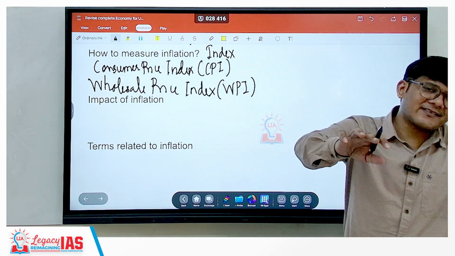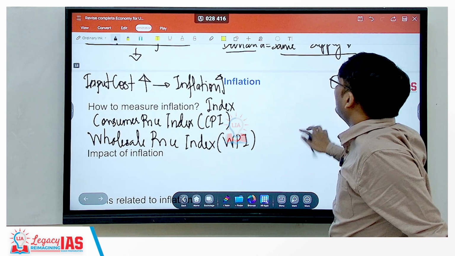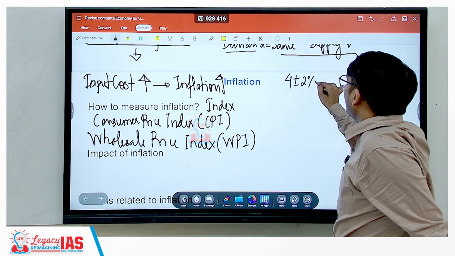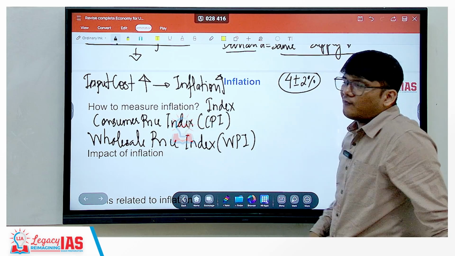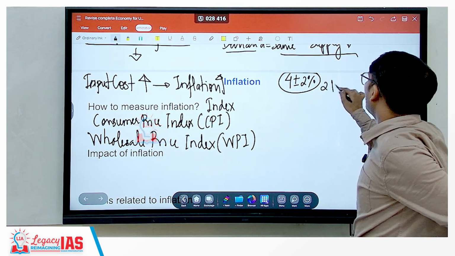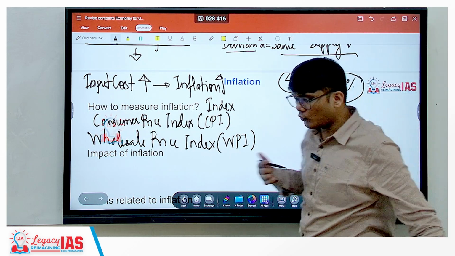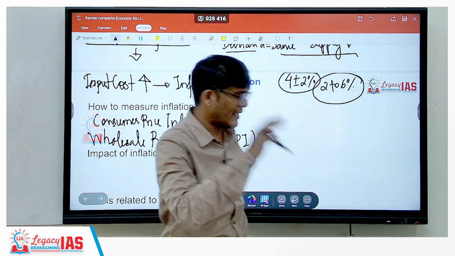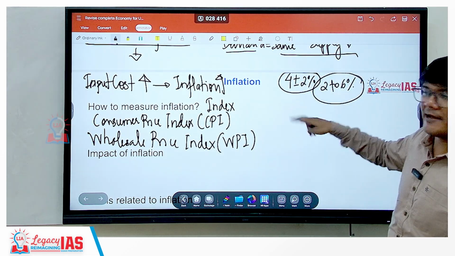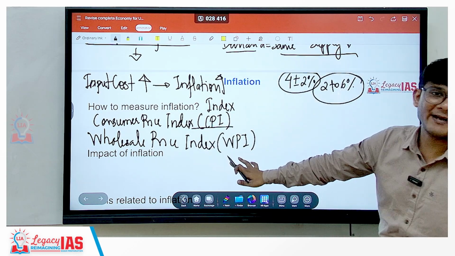Now RBI has the responsibility of inflation targeting. RBI does inflation targeting of what? 4 plus minus 2%. RBI's job is to keep the inflation between 4 plus minus 2%, that means from 2 to 6%. It has to keep the inflation in the range of 2 to 6%. That's the responsibility of the RBI. So what is this 2 to 6%? The inflation measured with respect to what? Measured with respect to the consumer price index, not the wholesale price index.